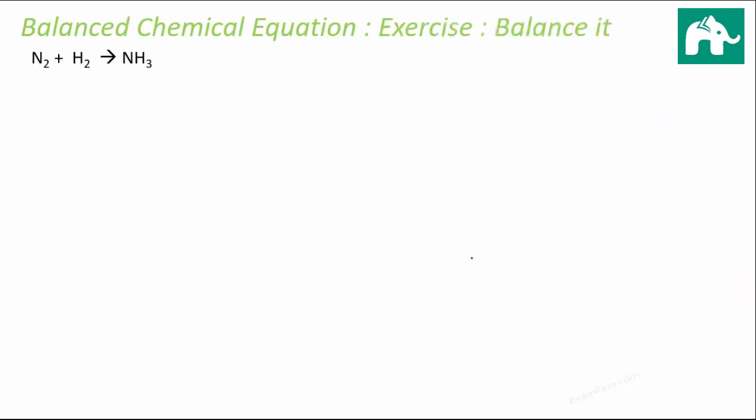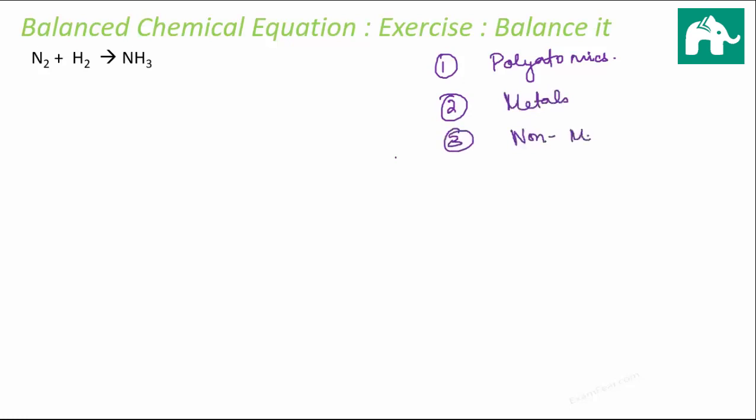So let's try balancing a couple of chemical equations, and we start with the first one, which is a simple one. Nitrogen plus hydrogen gives ammonia. So in this case, we will quickly recap our priority rules. The first priority goes to the polyatomics. In this equation anyways, we do not have one. The second priority goes to metals, and the third priority goes to non-metals. And in non-metals also hydrogen and oxygen at the end.